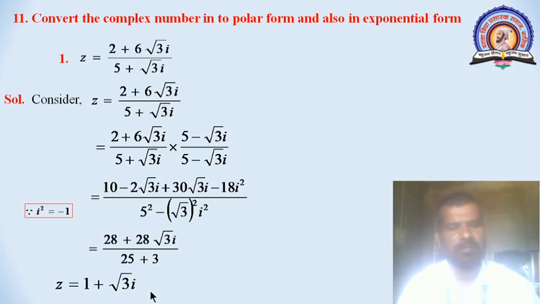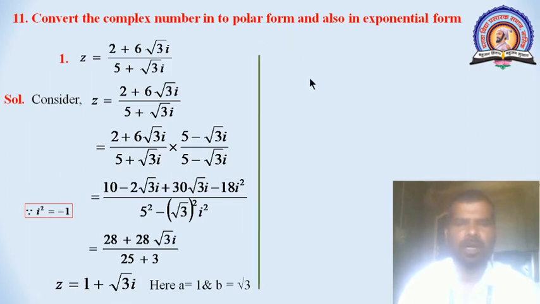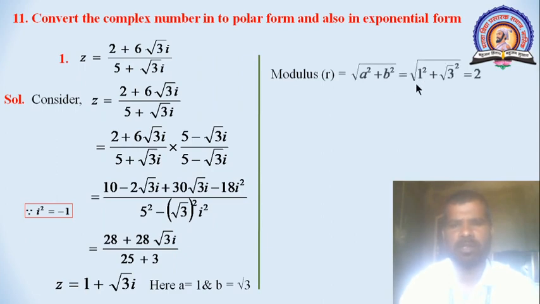On comparing with z equal to a + ib, you will get a equal to 1 and b equal to √3. Now we will find r and theta to convert it into polar form. r is the modulus of the complex number, which is equal to the square root of a squared plus b squared. Put the values a is 1 and b is √3. We will get r is equal to 2.